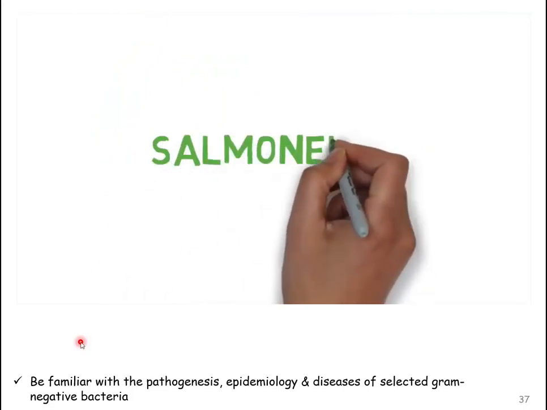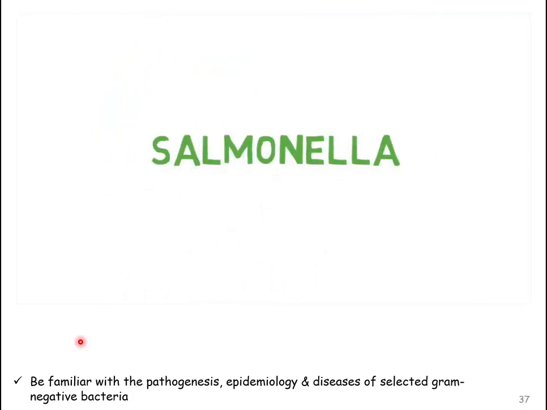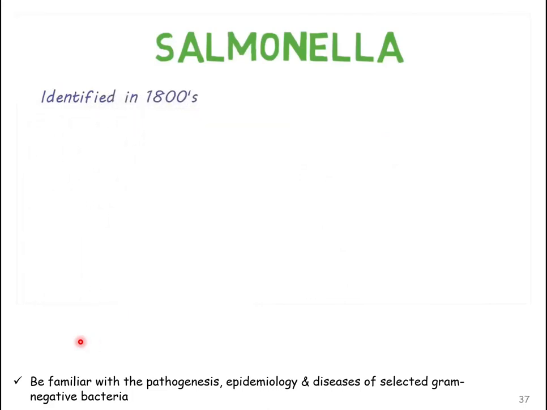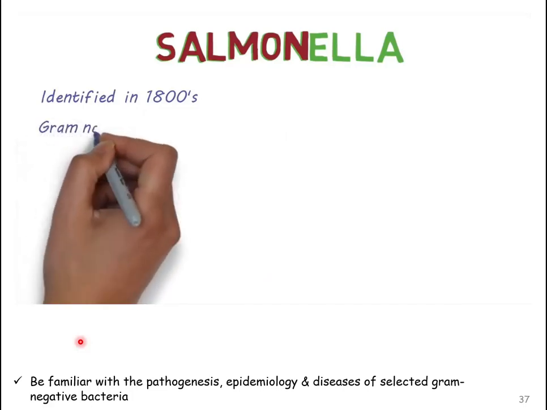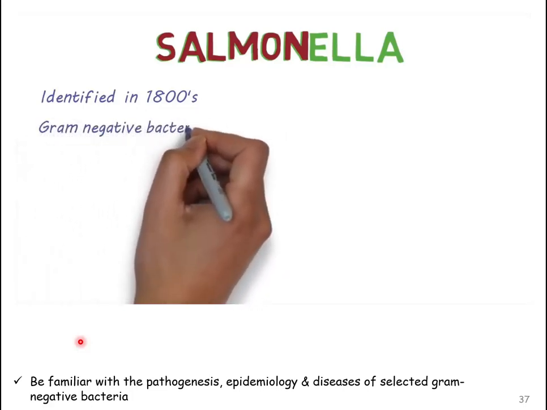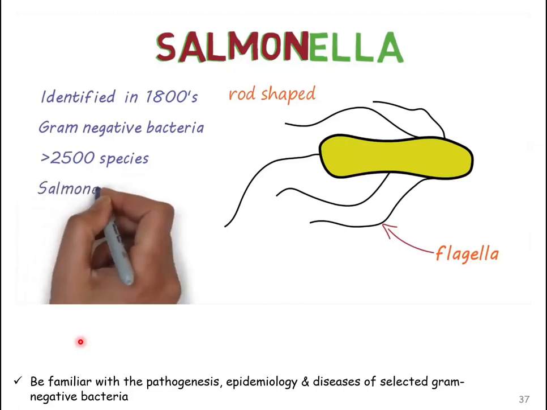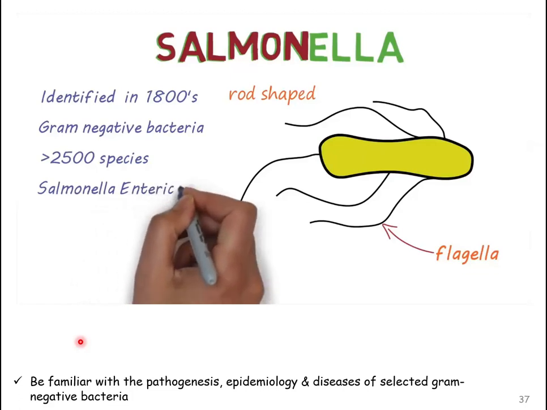Salmonella is a group of bacteria that can infect animals and humans. The bacteria was first identified in the 1800s and named after an American scientist called Salmon. Salmonella belongs to a group of bacteria called gram-negative bacteria. They're shaped like rods and can have flagella to help them move around. There are over 2,500 different types of the bacteria. Most human disease is caused by the bacteria belonging to a subspecies called Salmonella enterica.